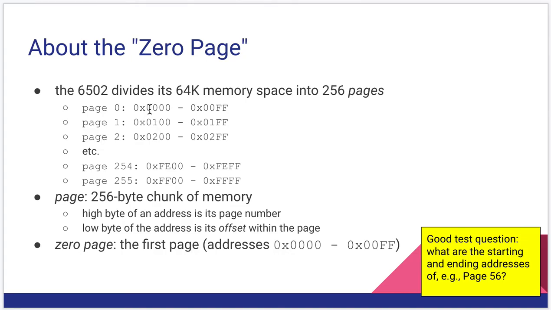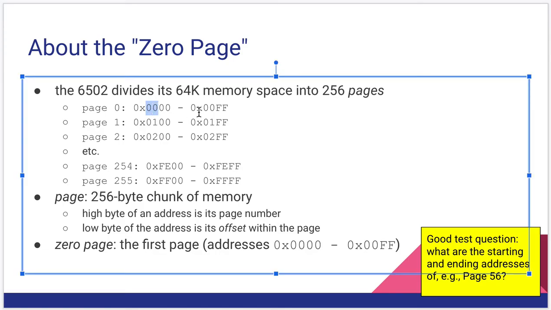Page 0 goes from address 0000 to 00FF. Page 1 goes from address 0100 to 01FF. Page 2 is similar, and so forth, all the way down. If you look at how they're structured, every page has the same two hex values for its upper byte. For example, in page 00, every address starts with 00. In page 1, every address starts with 01. Page 2, every address starts with 02, and so forth. And if you go all the way down to page 255, every address starts with FF, which if you convert that to unsigned decimal is 255.